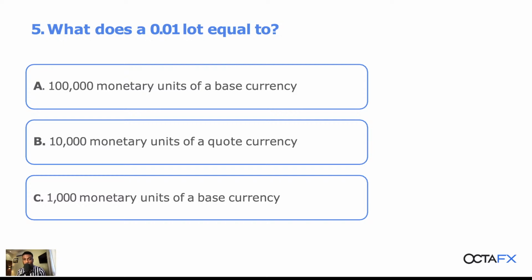A. 100,000 monetary units of a base currency. B. 10,000 monetary units of a currency. And C. 1,000 monetary units of a base currency. I'm going to go through the question again. What does a 0.01 lot equal to? 100,000 monetary units of a base currency, which is option A. Option B, 10,000 monetary units of a quote currency. And C, 1,000 monetary units of a base currency.